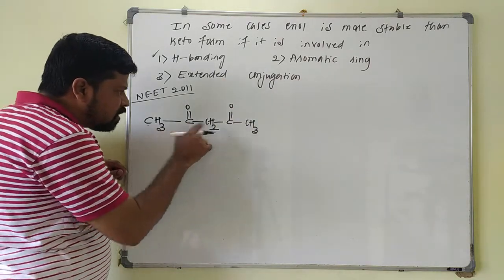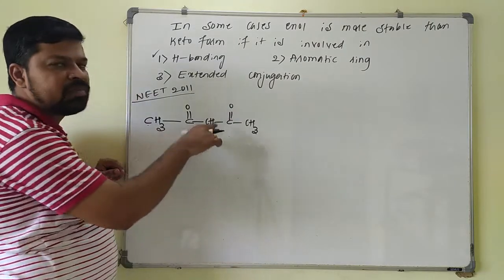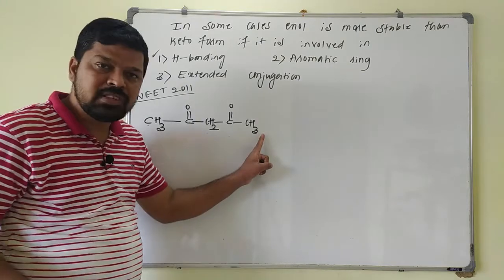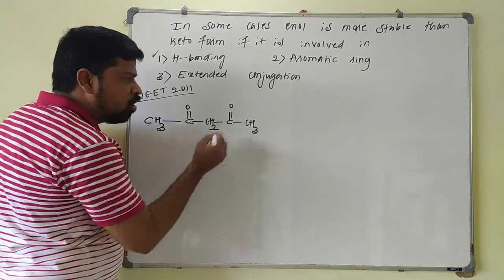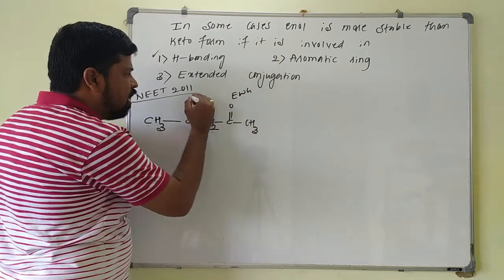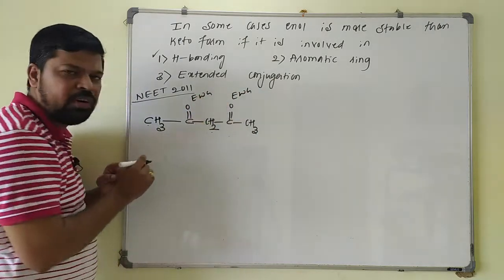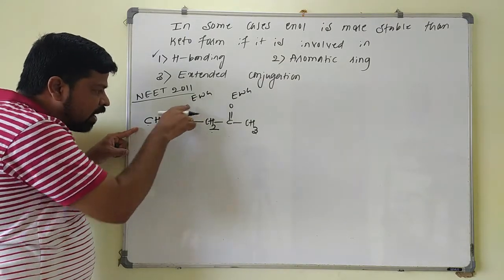But if you compare this hydrogen atom and this hydrogen atom, these CH2 hydrogen atoms are more acidic as compared to this one, because these hydrogen atoms are present between two electron withdrawing groups. See here, this is one electron withdrawing group, and this is also another electron withdrawing group. This CH3 is connected to one electron withdrawing group.